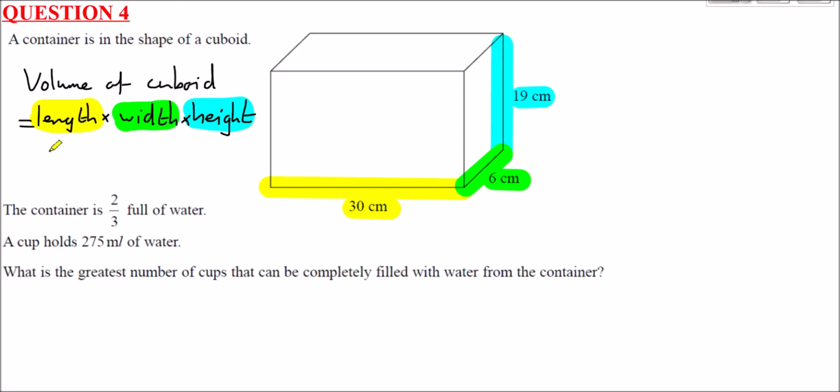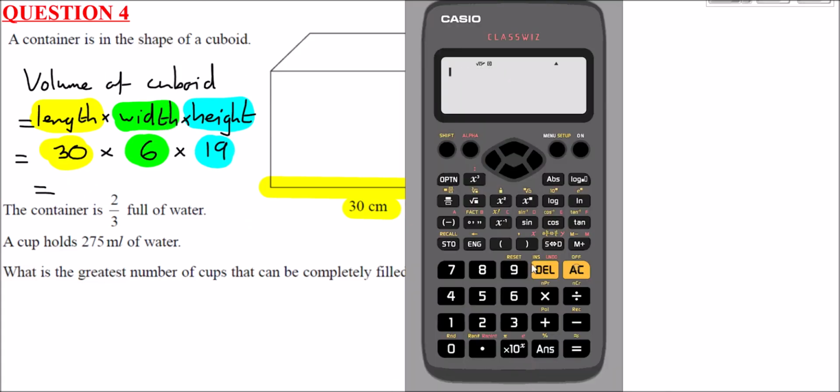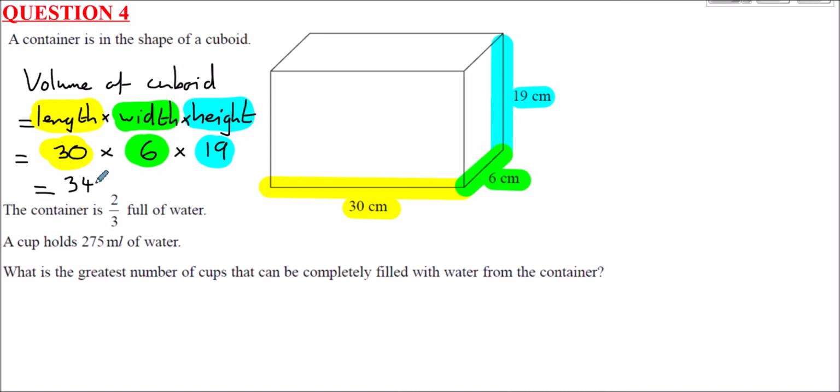So it's just a case of multiplying these three numbers together, and we'll have our answer for the volume, and this will give us a method mark. So 30 multiplied by 6 multiplied by 19 gives us 3,420 cubic centimetres.